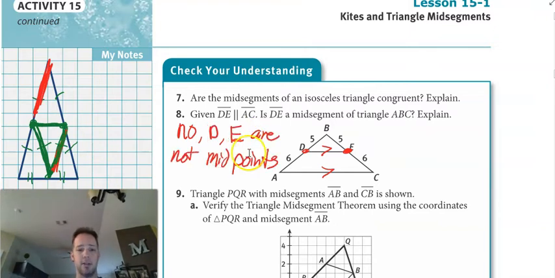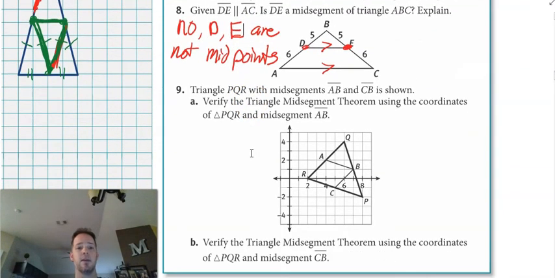Number 8, we just finished, so let's now look at number 9. It says here we have triangle PQR on the diagram with midsegments AB and CB. So both of those conveniently already drawn for us. Verify the triangle midsegment theorem using coordinates of triangle PQR and midsegment AB. Okay, so I need to check AB right here, we're going to check the distance of these. And we're also going to check the slopes to see if they have parallel slopes, so if the slopes are the same.